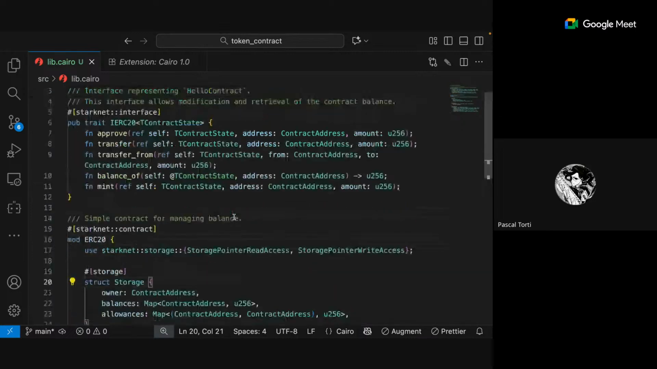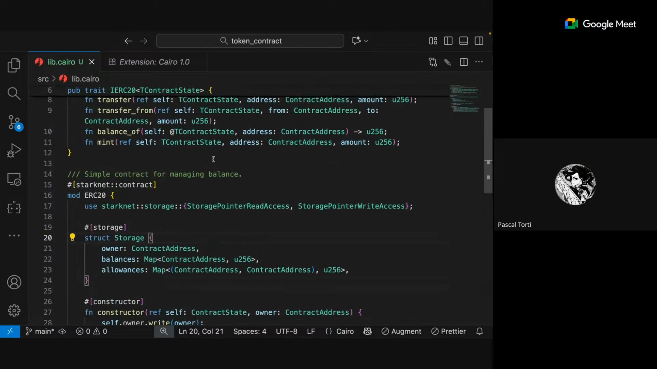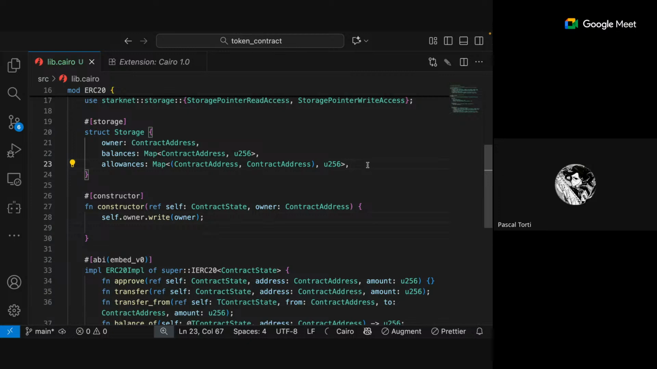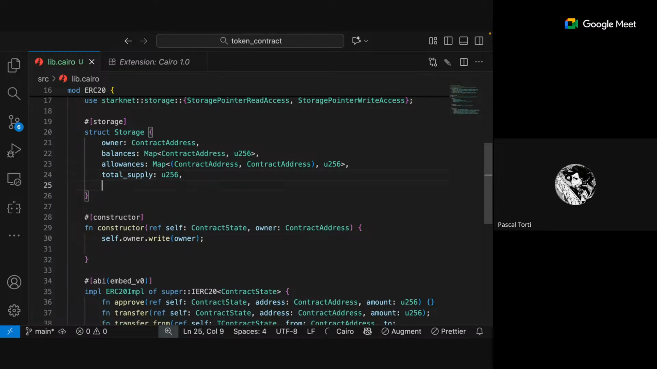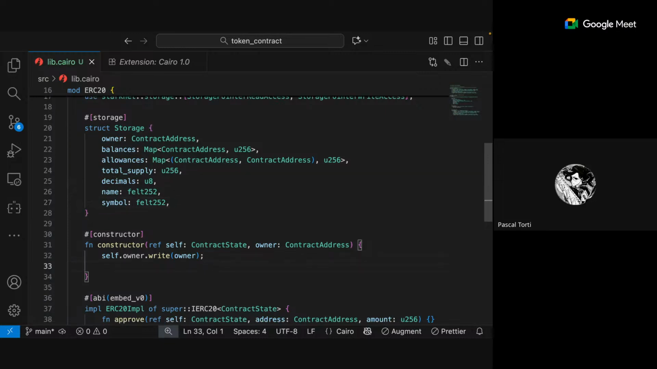So now we have the approved transfer from balance of means. So I think we should start implementing one of them. But like I said, every token has their total supply. We have a decimal, name and symbol, yeah. So I'm going to initialize them here.